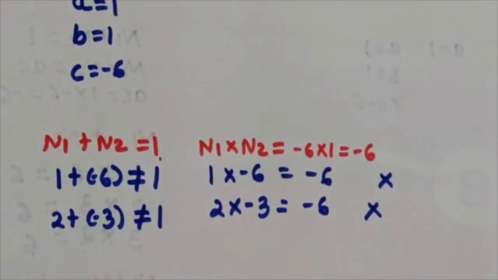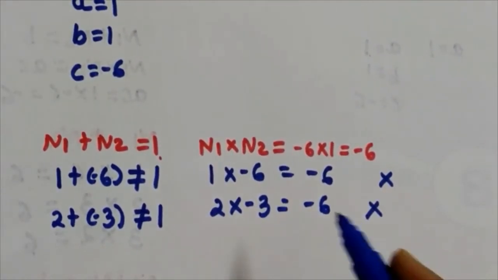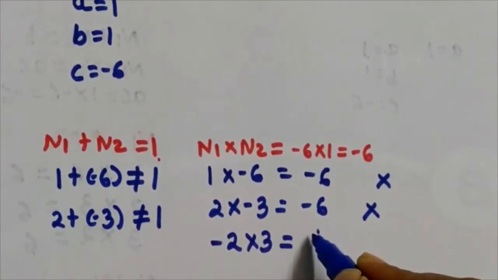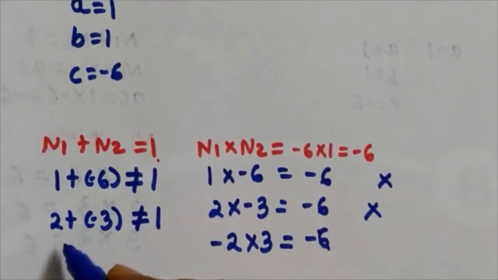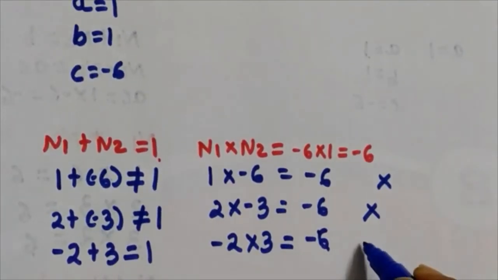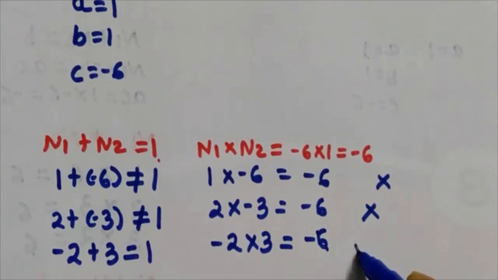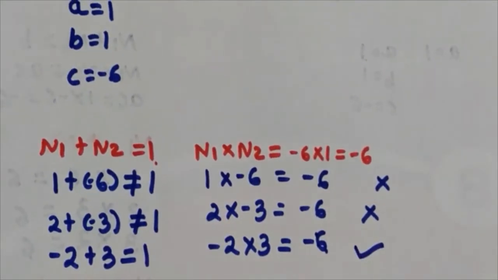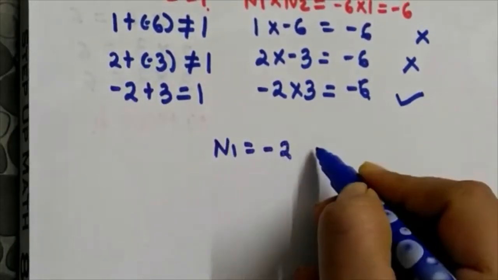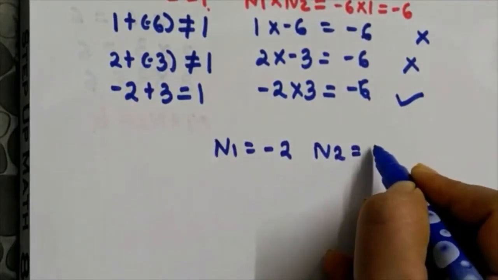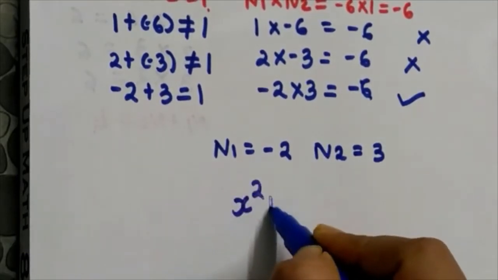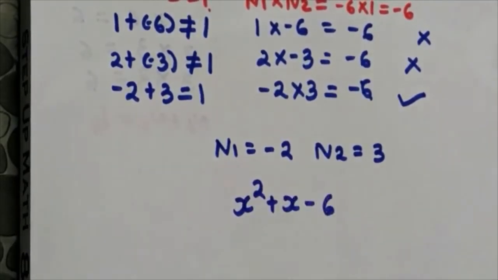Now let's take another combination, that is -2 multiplied by 3 is equal to -6, and -2 plus 3 is equal to 1. So this combination is correct. So n1 is equal to -2 and n2 is equal to 3. Let's take this combination and factorize x square plus x minus 6.